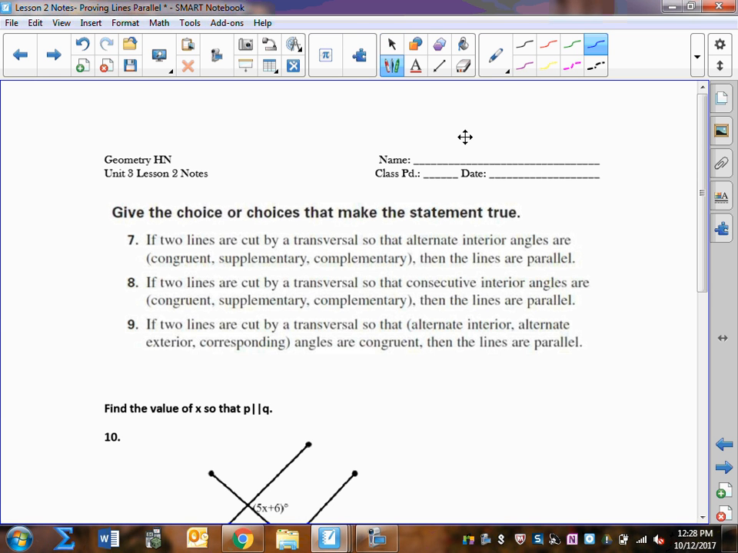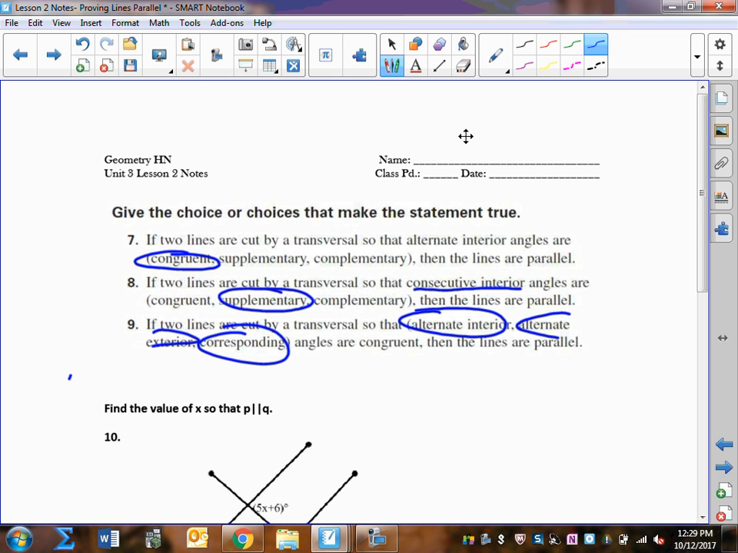Alright, 7, 8, and 9 should have been pretty quick and easy, straightforward. The 2 lines are cut by a transversal, so that alternate interior angles are blank, then the lines are parallel. Alright, number 8. The 2 lines are cut by a transversal, so the consecutive interior angles are blank, then the lines are parallel. Supplementary. Consecutive interior means same side interior, so supplementary. If 2 lines are cut by a transversal so that blank angles are congruent, then the lines are parallel. All of them. Good. Questions on 7 through 9?